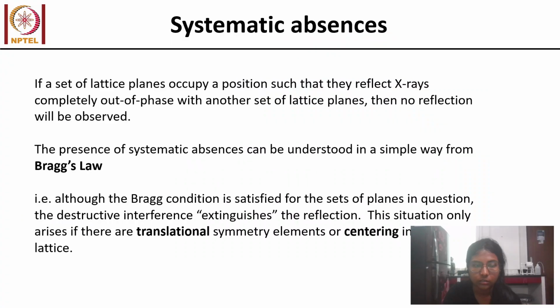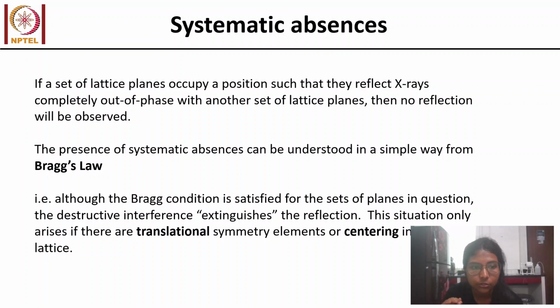So basically, what are systematic absences? If a set of lattice planes occupy such a position that when they are reflecting X-rays, those X-rays are out of phase with another set of lattice planes, then no reflection will be observed. For crystal diffraction, what do we follow? We follow Bragg's law, right? Bragg's law is a very universal thing, and the presence of systematic absences can also be understood very easily and in a clear-cut manner from Bragg's law.